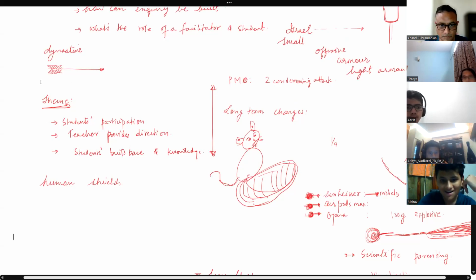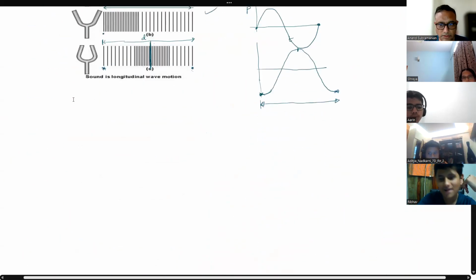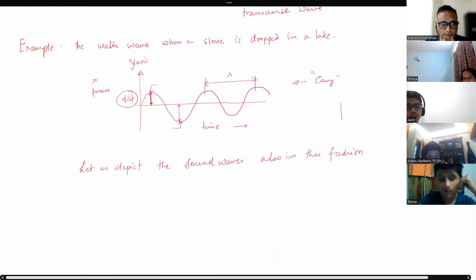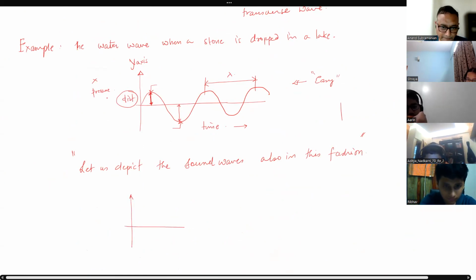Yes. So we are making use of this depiction of the transverse wave for the sound wave also, but we are measuring the pressure. We are measuring the pressure and showing the variation of pressure. And we are depicting that longitudinal wave also like a transverse wave.